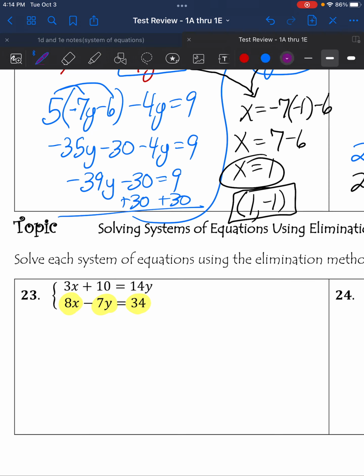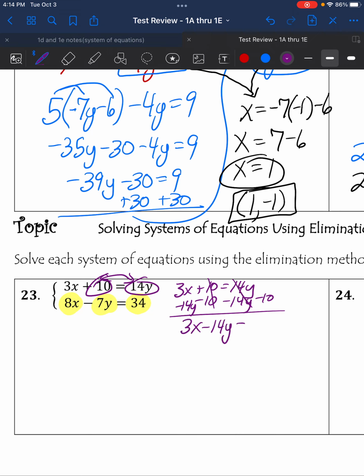To do that, really all I'm doing is swapping the 14y and the 10. I'm going to swap those. But when you're moving across the equal sign, you have to do the opposite operation. That might be confusing, what I just did, but it's 3x minus 14y. A lot of you guys do this in your head, which is really cool.